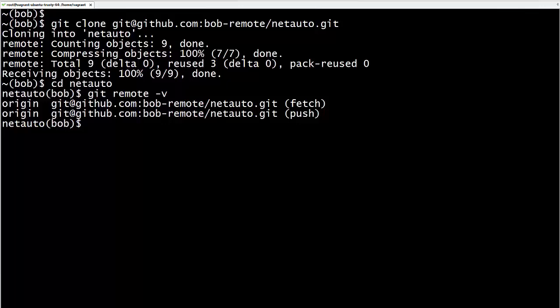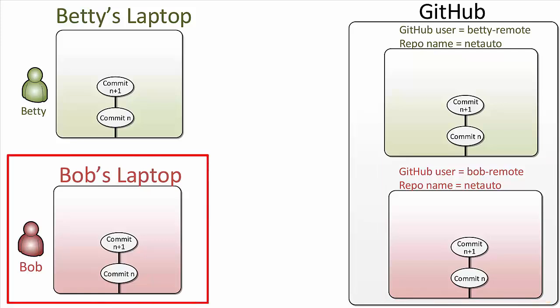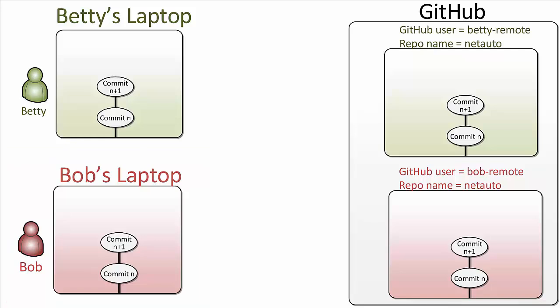Let's see a quick diagram of where we are. We made a fork as the user Bob. We cloned the fork down to Bob's local system. From the local system, the remote named origin points to the fork in GitHub.